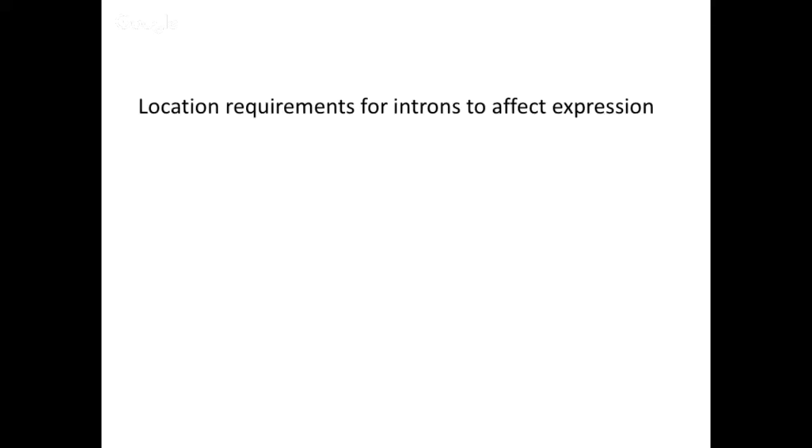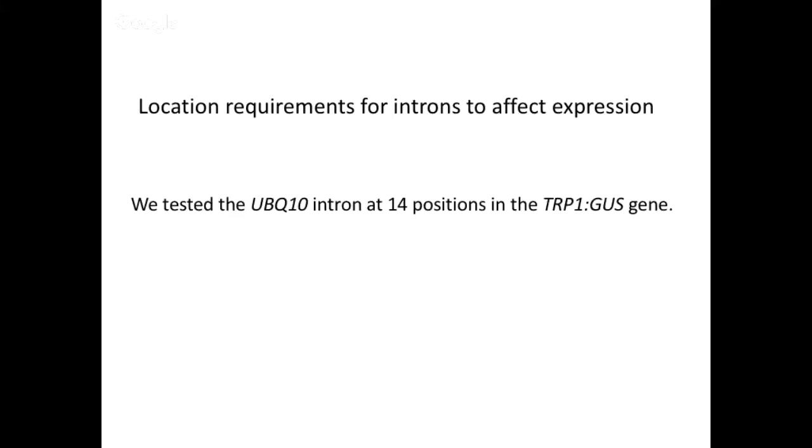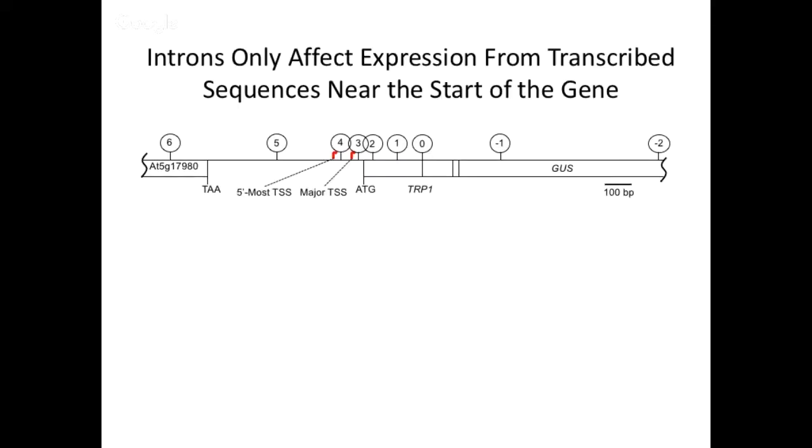Okay, so where does an intron need to be in order to boost expression? We've tested this intron in a total of 14 different locations scattered throughout our favorite reporter gene. And I'm just going to show you the most important results. And that is, of those 14 locations, the intron only boosts expression from 6. So this just shows, again, a diagram of the reporter gene. This rightmost arrow represents the major transcription start site for this gene. This gene has several transcription start sites, but a variety of techniques indicate that this is the most commonly used one, and this arrow on the left is the first known transcription start site.